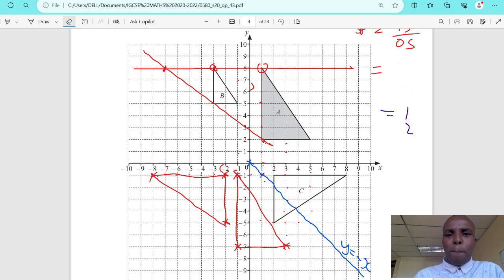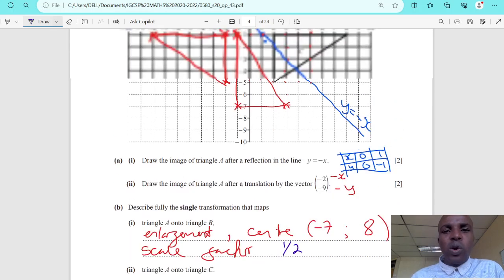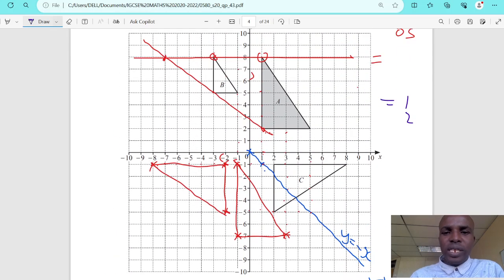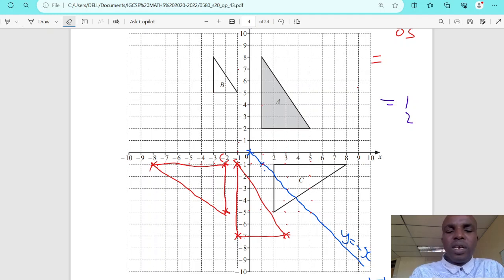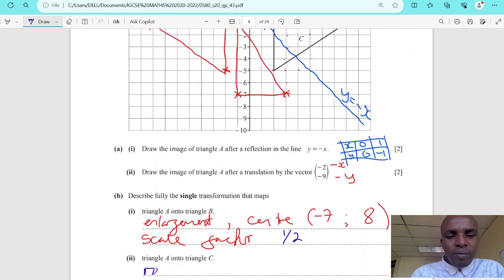The next part is triangle A onto triangle C. A onto C. Right? Check on size. Size still the same. Direction different. So this will be a rotation. So it's rotation.